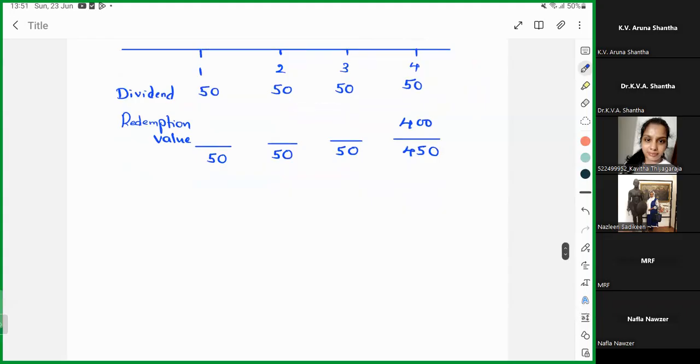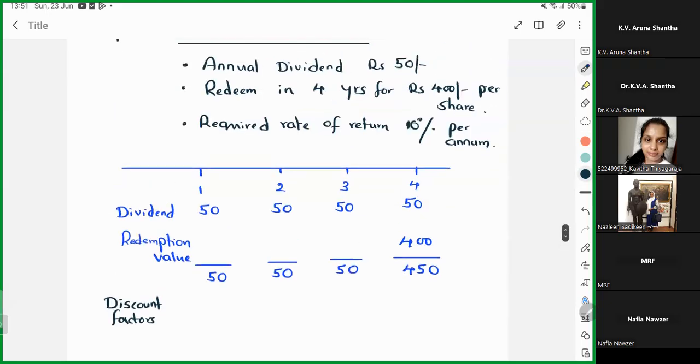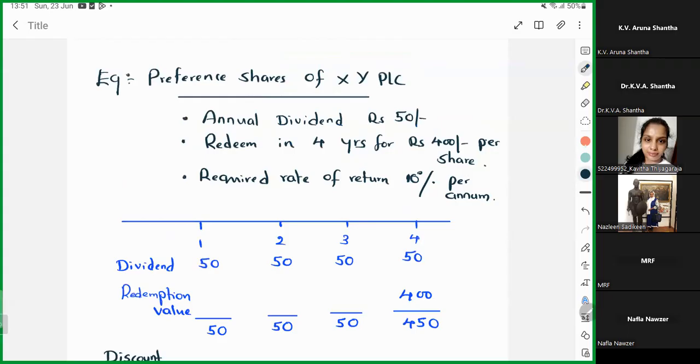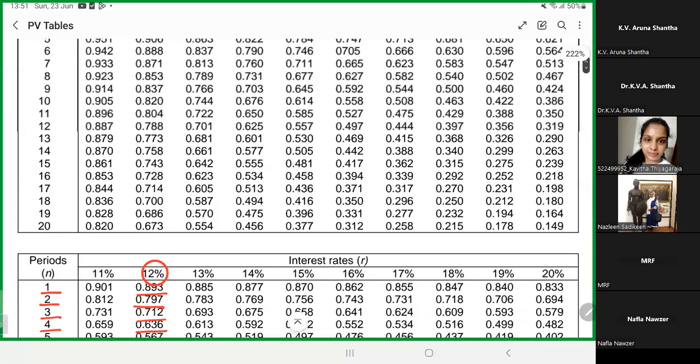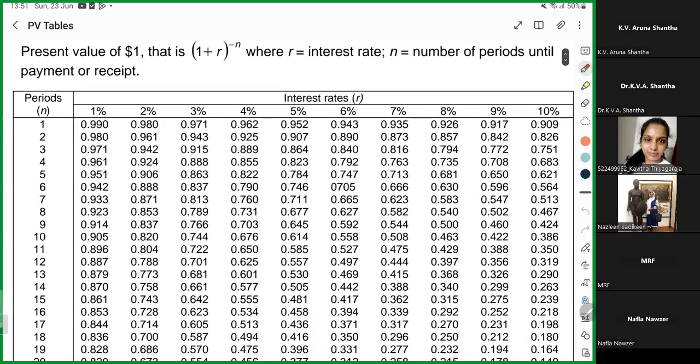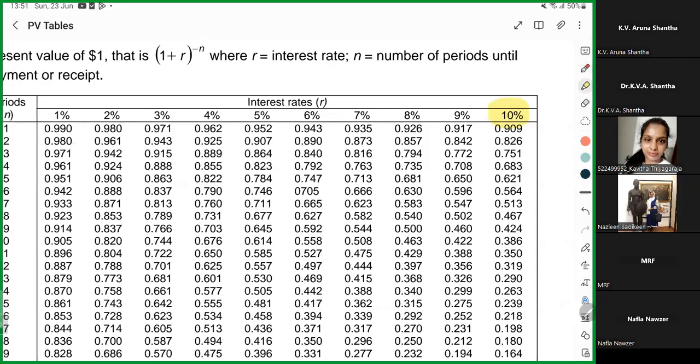Right. Now you know the cash flows. So how do you get the value? You get the present value of these cash flows. What you do is discount these cash flows by discount factors. So what is the rate you apply for the discount factors? The investors' required return, 10%. You can follow the discount factor table, the present value table. You go by the 10% column.